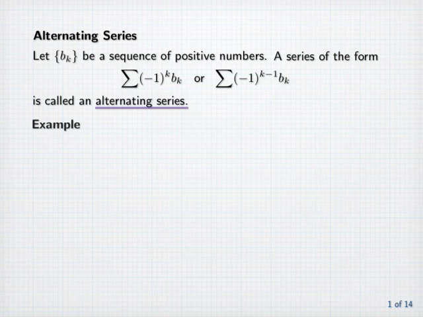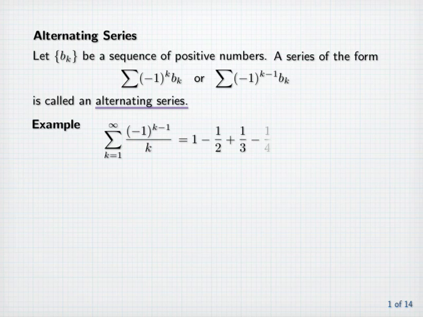For example, the sum as k goes from 1 to infinity of (-1)^(k-1) divided by k, which equals 1 - 1/2 + 1/3 - 1/4 + 1/5 - 1/6 and so on, is an alternating series. In fact, notice that without the alternating signs, this would be the divergent harmonic series. So let's call this the alternating harmonic series.